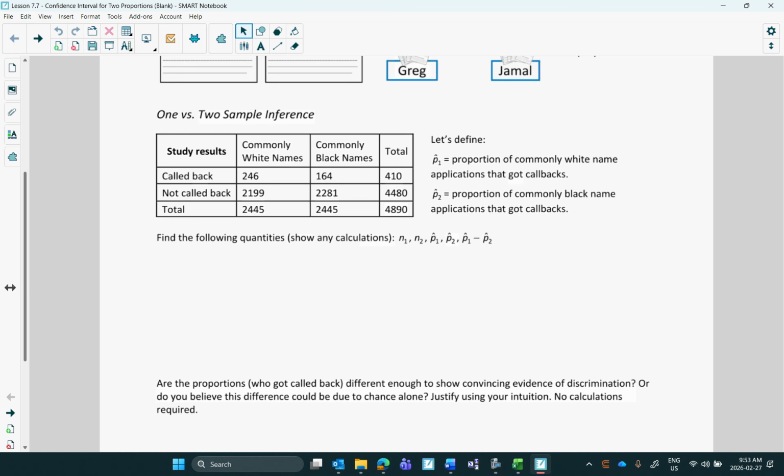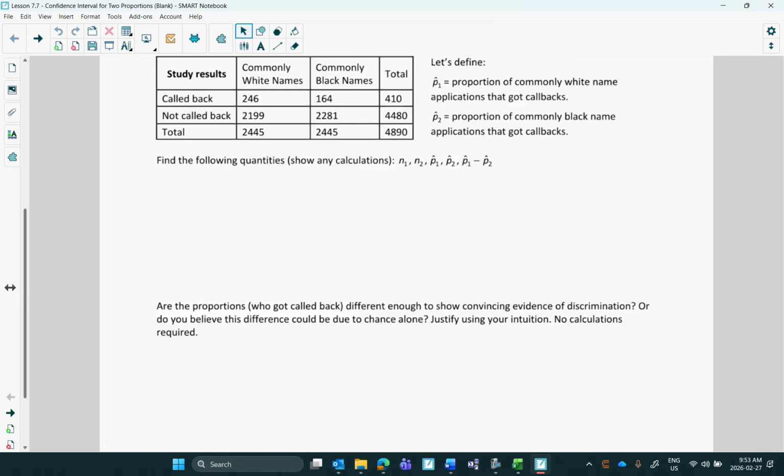So we want to calculate the following. Sample size for the first group, sample size for the second group, sample proportion for the first group, sample proportion for the second group, and the difference between the two. Remember, the 1 represents the white name group, and 2 represents the black name group. So for N1, well, the sample sizes for N1 and N2 are the same, 2445.